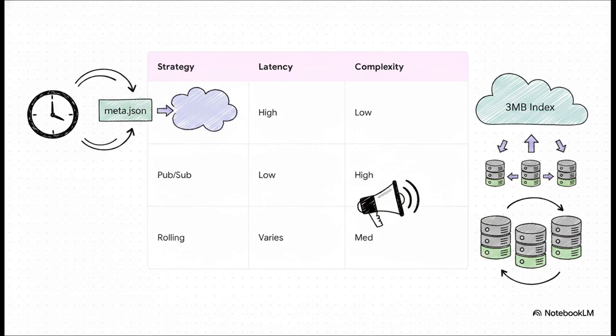So your API servers need to pick up this new pointer. You actually have a few options here. You could use reactive pub sub for lower latency or tie it to your rolling deployments. But honestly, the best staff-level default is just simple periodic polling. Every few seconds, the server checks that meta.json file. When it sees a new version, it gracefully downloads the new 3 megabyte index, swaps it in memory, and seamlessly transitions to the new data file without dropping a single user request.